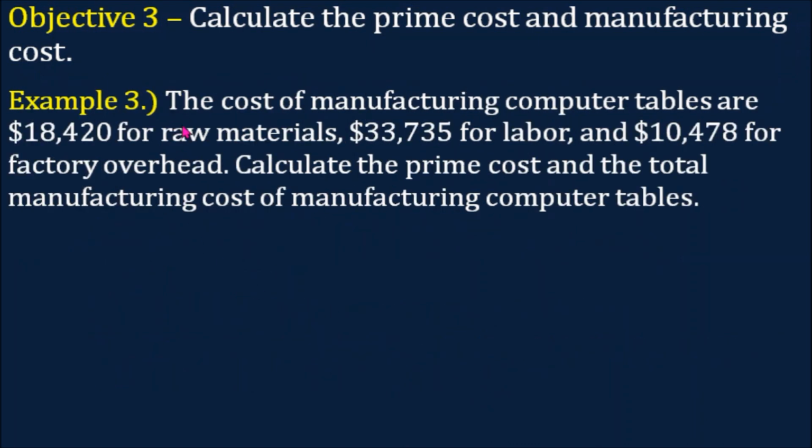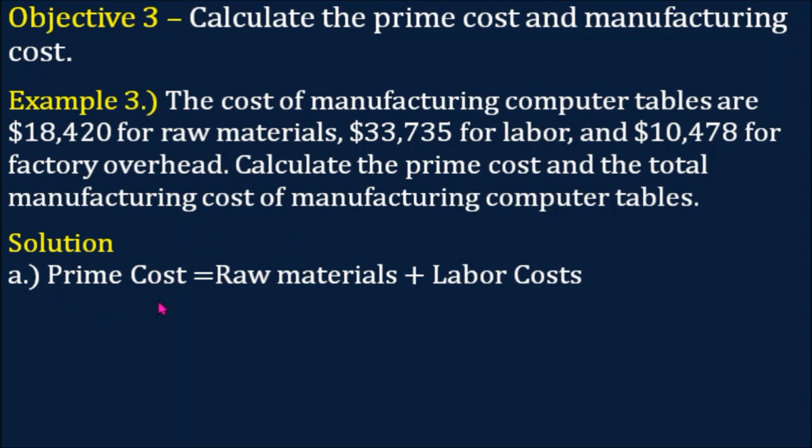Example number 3. The cost of manufacturing computer tables are $18,420 for raw materials, $33,735 for labor, and $10,478 for factory overhead. Calculate the prime cost and the total manufacturing cost of manufacturing computer tables.